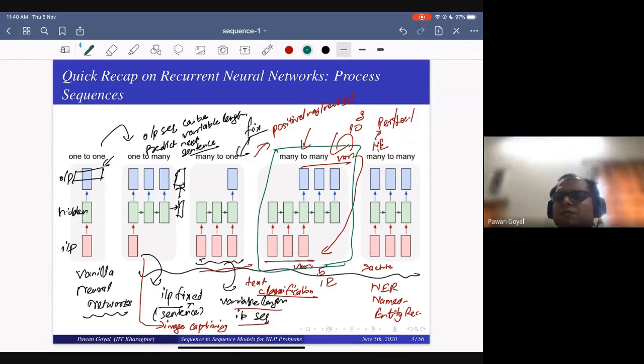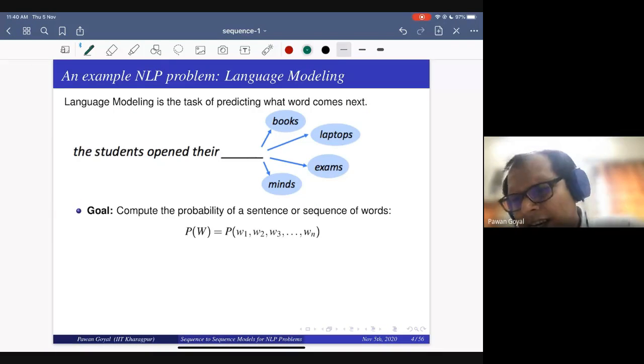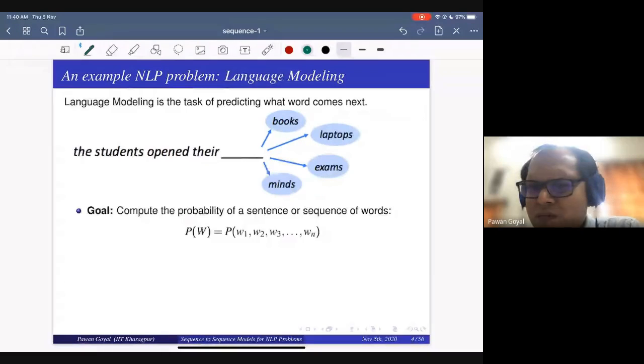Okay, sure. Now one thing that I need for this lecture is something called a language model. If language modeling is already covered and you know about it, then someone can just tell me. I will skip this and go very quickly.